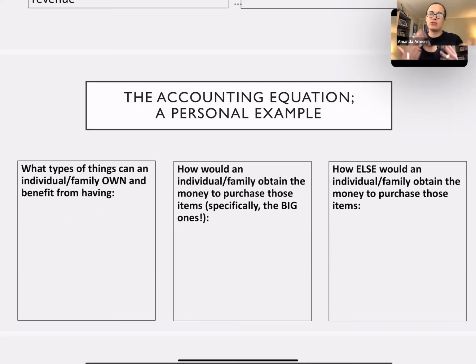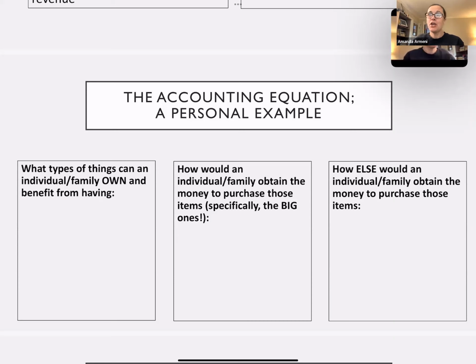The accounting equation, as you can see, I have 3 boxes here. It is going to be broken up into 3 categories. Again, we'll work our way through them and learn the more technical terms once we go through this personal example. First, on the furthest box to the left, what types of things can you as an individual or your family own and benefit from having?